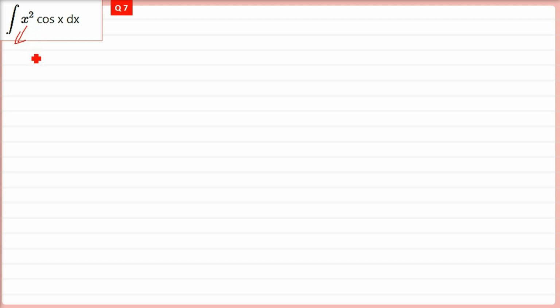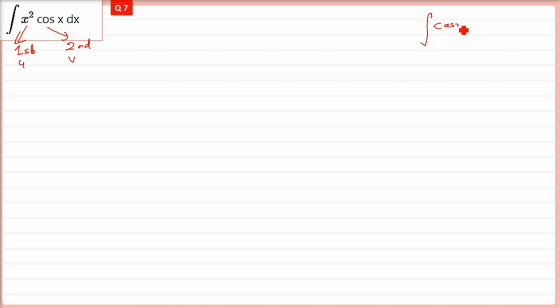We normally take x square as the first function. I'm not saying always. You'll see where it will not be taken, but 99% of the time we take the first as x square, which is the algebraic function. Second, we take cos x or whatever is remaining. There are certain things which are going to come in this solution, so we need to inform you prior.